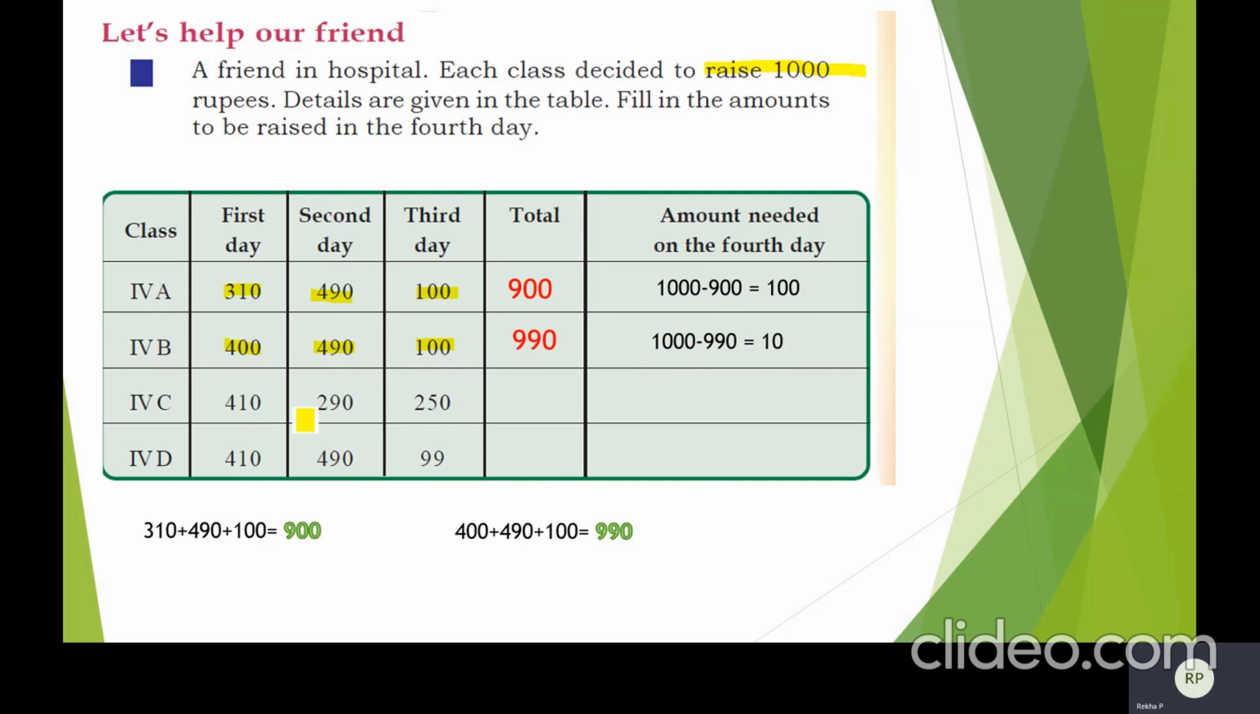Okay. Now, same way for your next class, it is 410, 290 and 250. So when you add 410, 290 and 250 together, you will get 950. And to make 1000, what you have to do? From the 1000, you have to subtract 950. So you will get the answer as 50. Same way, do it for the remaining, the fourth one also, 410 plus 490 plus 99. So you will get the answer as 999. And when you subtract 999 from 1000, you will get the answer as 1.